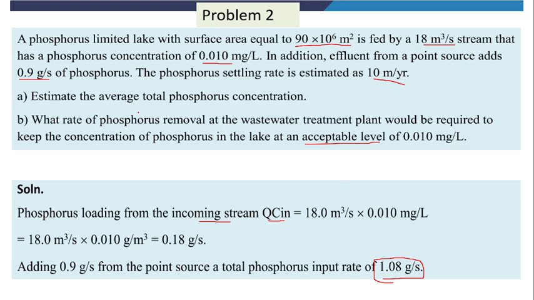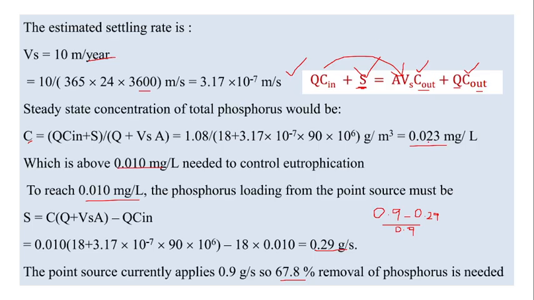So the first question was to find the average total phosphorus concentration, which is 0.023 mg per liter in the outlet. But to achieve the threshold limit of 0.01, the S should be 0.29 gram per second. So how much they need to improve the phosphorus removal efficiency is 67.8 percent.